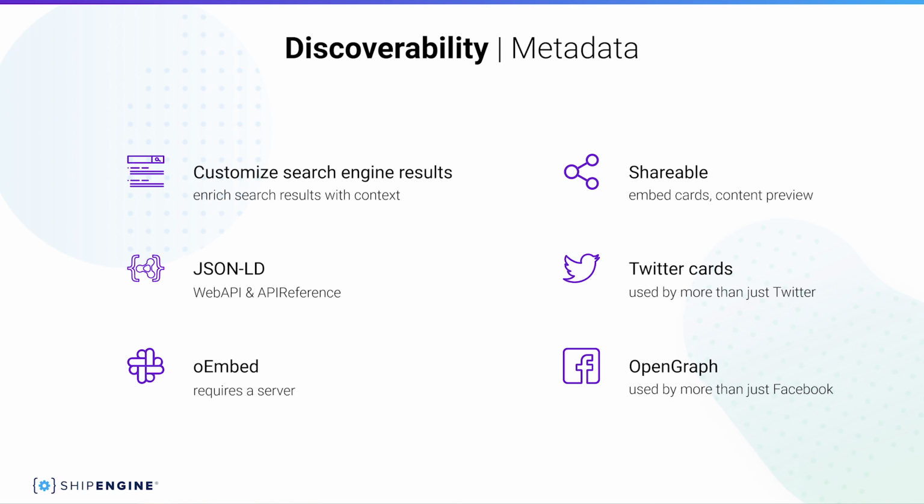There's JSON-LD, which is mostly used by search engines. oEmbed is used by Slack and a few others. It's a much more modern metadata technology. And then you've got Twitter cards and Open Graph. Twitter cards are obviously made by Twitter and Open Graph was made by Facebook, but they're used by way more than that.